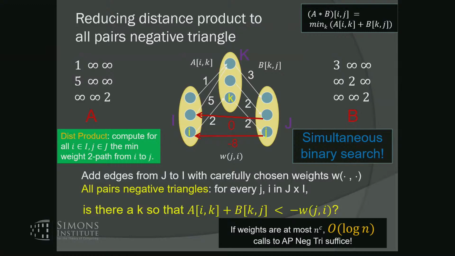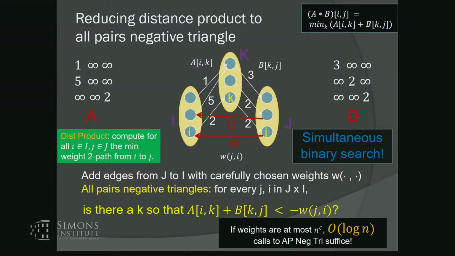I think I'm lost with the simultaneous binary search. Can you please explain this again? Yes. So let's just look at this one edge. And do you agree that we can do binary search by doing log n calls to all pairs negative triangle?